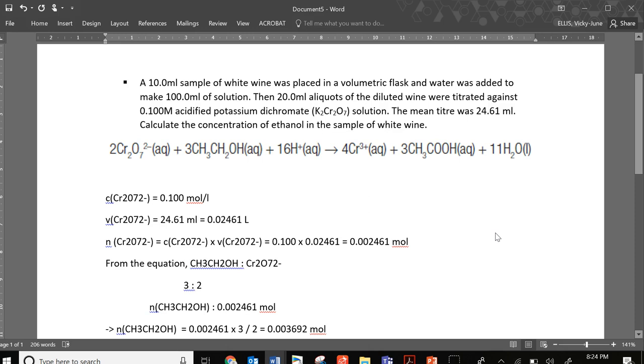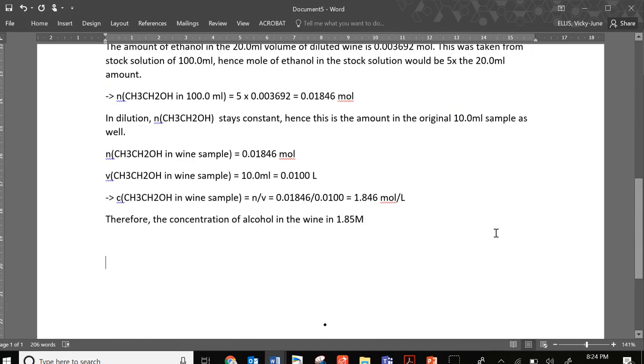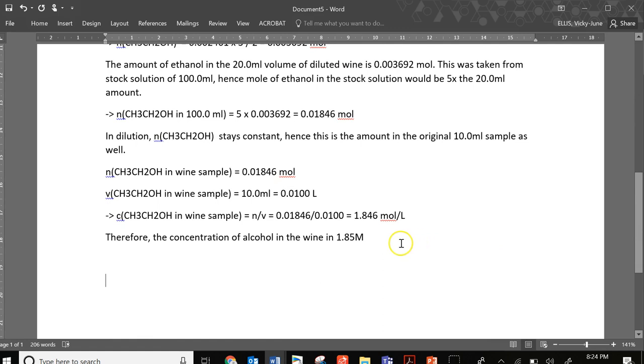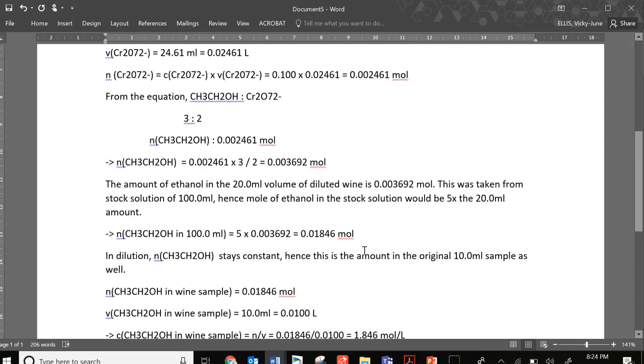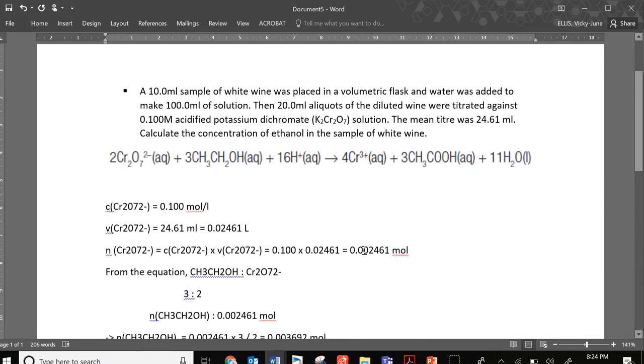Well, hopefully you had a go, and if we scroll all the way down to the end here and you worked out that the concentration of the alcohol was 1.85 moles per decimeter cubed, congratulations, you probably have a handle on this. I'll upload some more questions for you to have a go at, but great work. If not, stick with me. I'll talk you through this example.